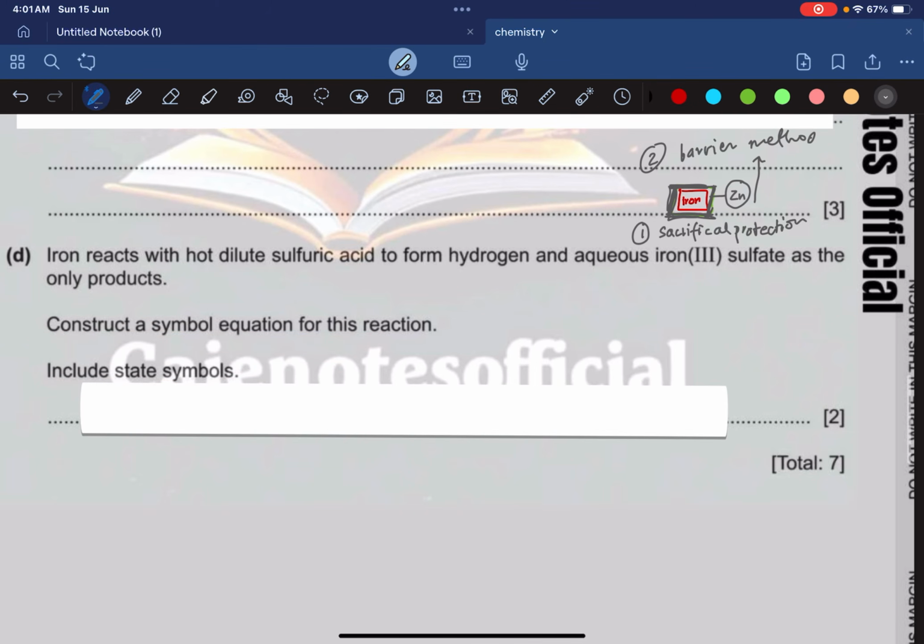You have everything that you need to make this equation. You have your reactant, which is going to be iron, that's going to react with sulfuric acid to form the products, which are simple: hydrogen and aqueous iron 3 sulfate. So you just had to take iron and add sulfuric acid, which is H2SO4, and make hydrogen gas, which is H2, plus iron 3 sulfate.